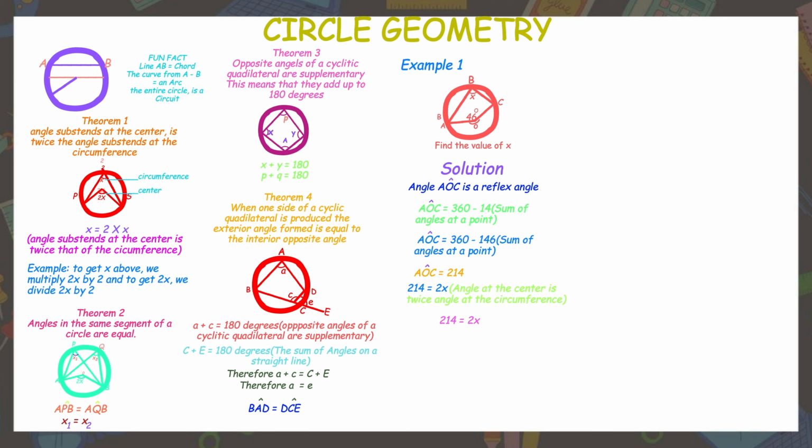So that means we have 214 equals 2x. We divide both sides by 2 to get our x. Here 1, here 1. So x is equal to 107. So the answer to this question is x equals 107. And if it is this side that you are looking for, it will be twice the angle at the circumference. So this place will now give us 214.